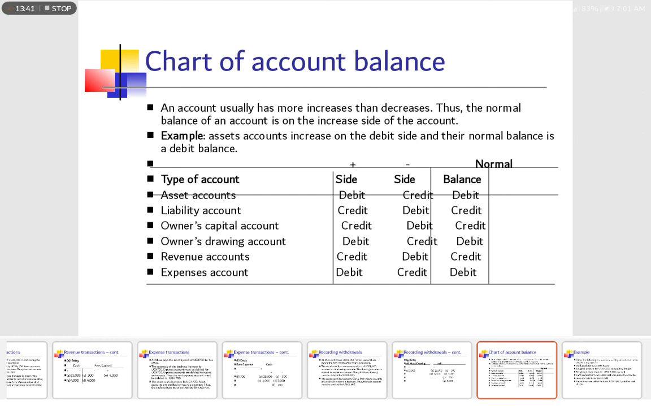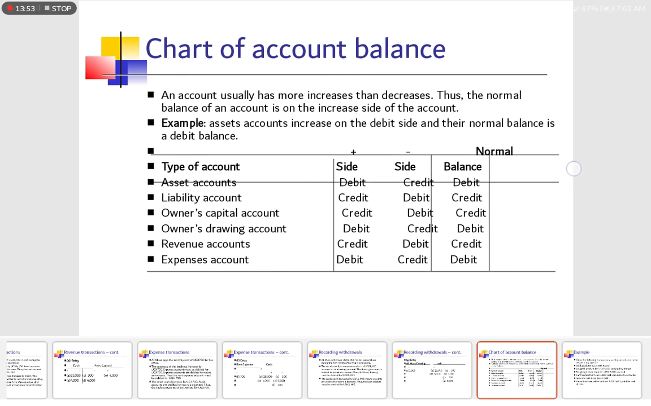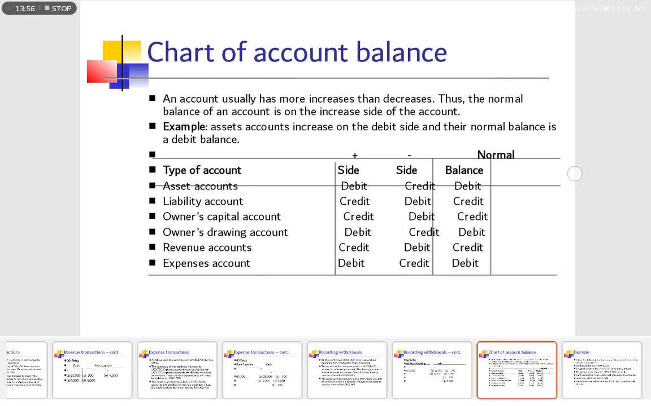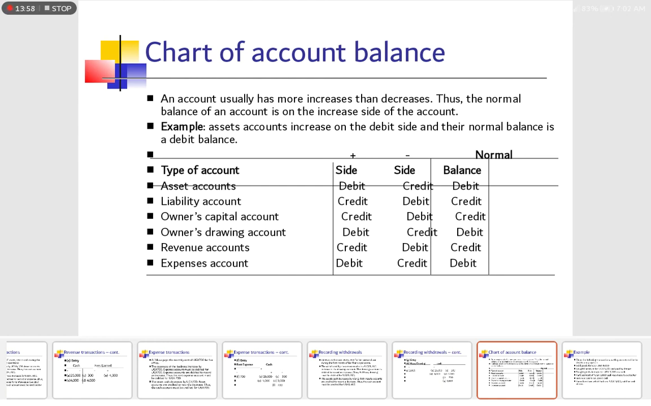So what does it mean? It means that the assets account has a normal debit balance. That's why you're saying normal balance on the debit side. That means it increases on the debit side. Liability will always increase on the credit side. Then the owner's capital account will always increase on the credit side. Then the owner's drawings account, this one is like an expense account. It will increase on the debit side. And the revenue account, it's like it's part of the capital, so it will increase on the credit side, and then the expense account will increase on the debit side.